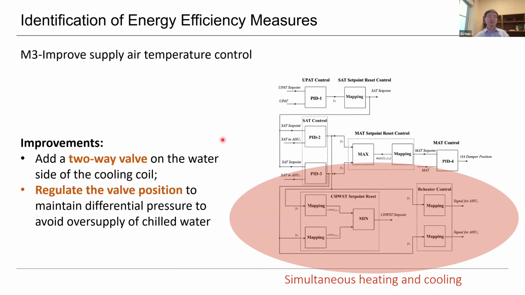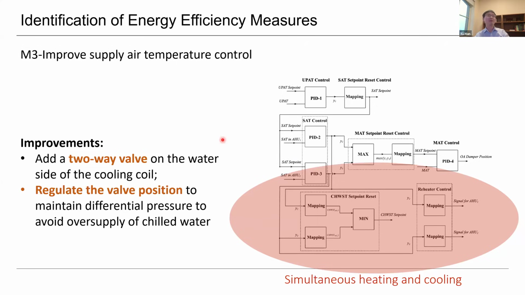So this is actually derived from the first measure because we found that they do have simultaneous heating and cooling, right? They cool the air to like 21 degrees, and then they use the reheater to bring it back to 23. So what we found is that they lacked a two-way valve on the water side of the cooling coil. Okay, so they cannot change the water flow rate for the cooling coil.